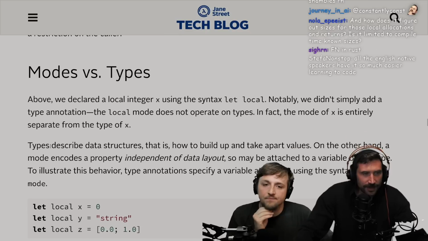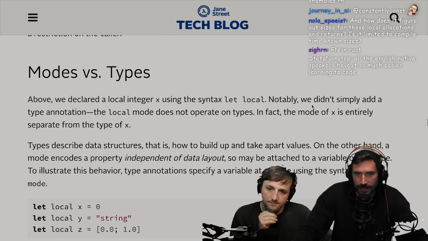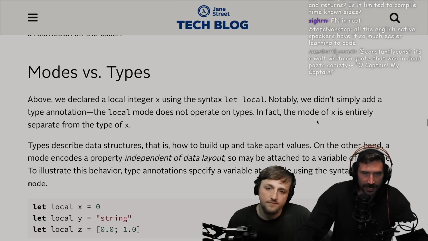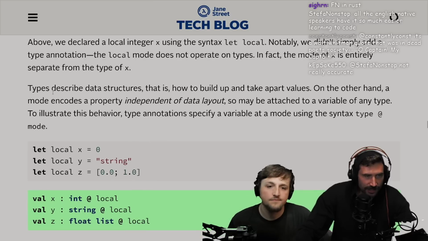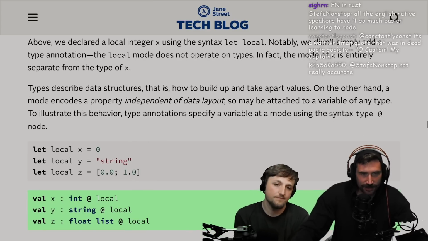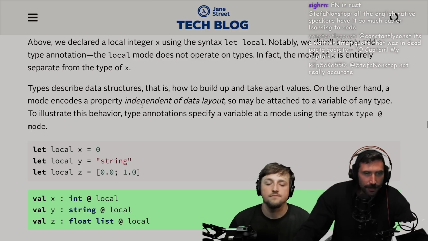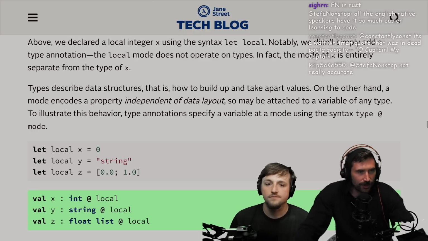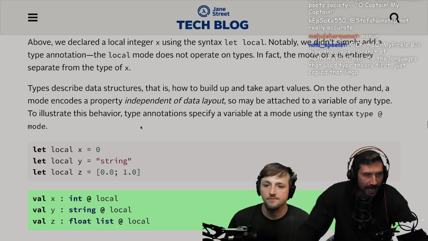Okay, modes versus types. Above, we declare a local integer x using the syntax let local. Notably, we didn't simply add a type annotation. The local mode does not operate on types. In fact, the mode of x is entirely separate from the type of x. Beautiful, that way we don't have all the Rust stuff. Types describe data structures, that is, how to build up and take apart values. On the other hand, a mode encodes a property independent of data layout, so it may be attached to a variable of any type. To illustrate this behavior, type annotations specify a variable at a mode using the syntax type at mode.